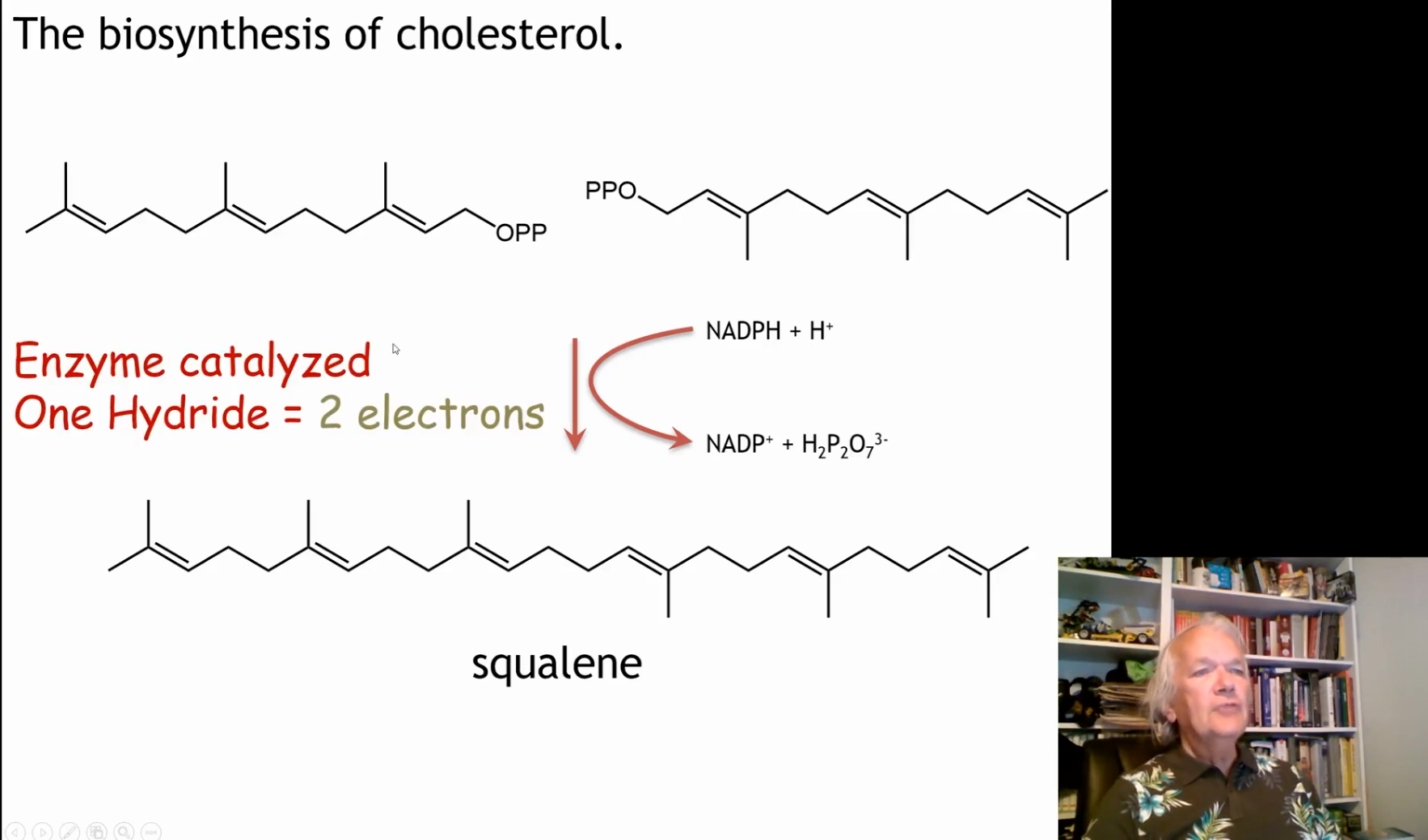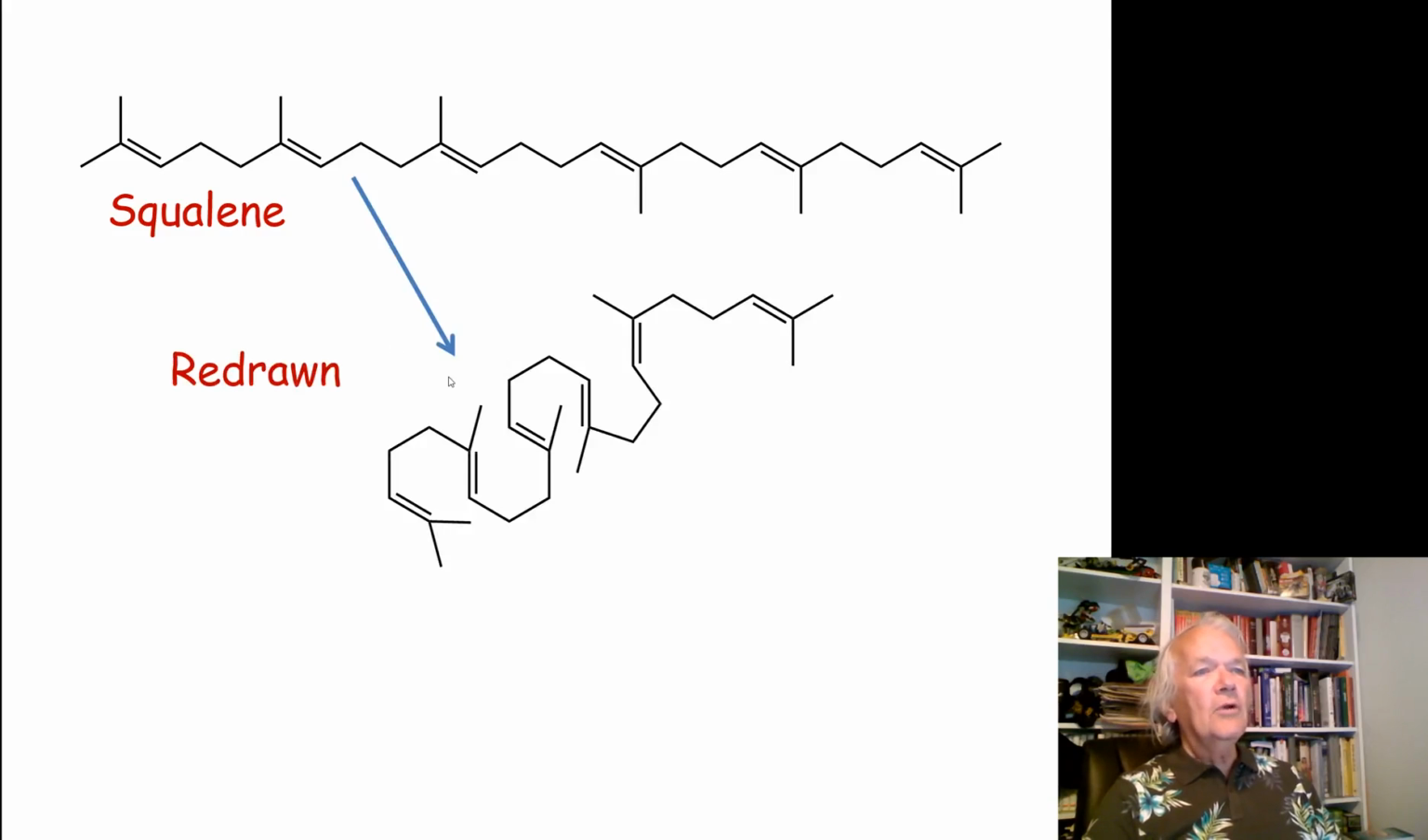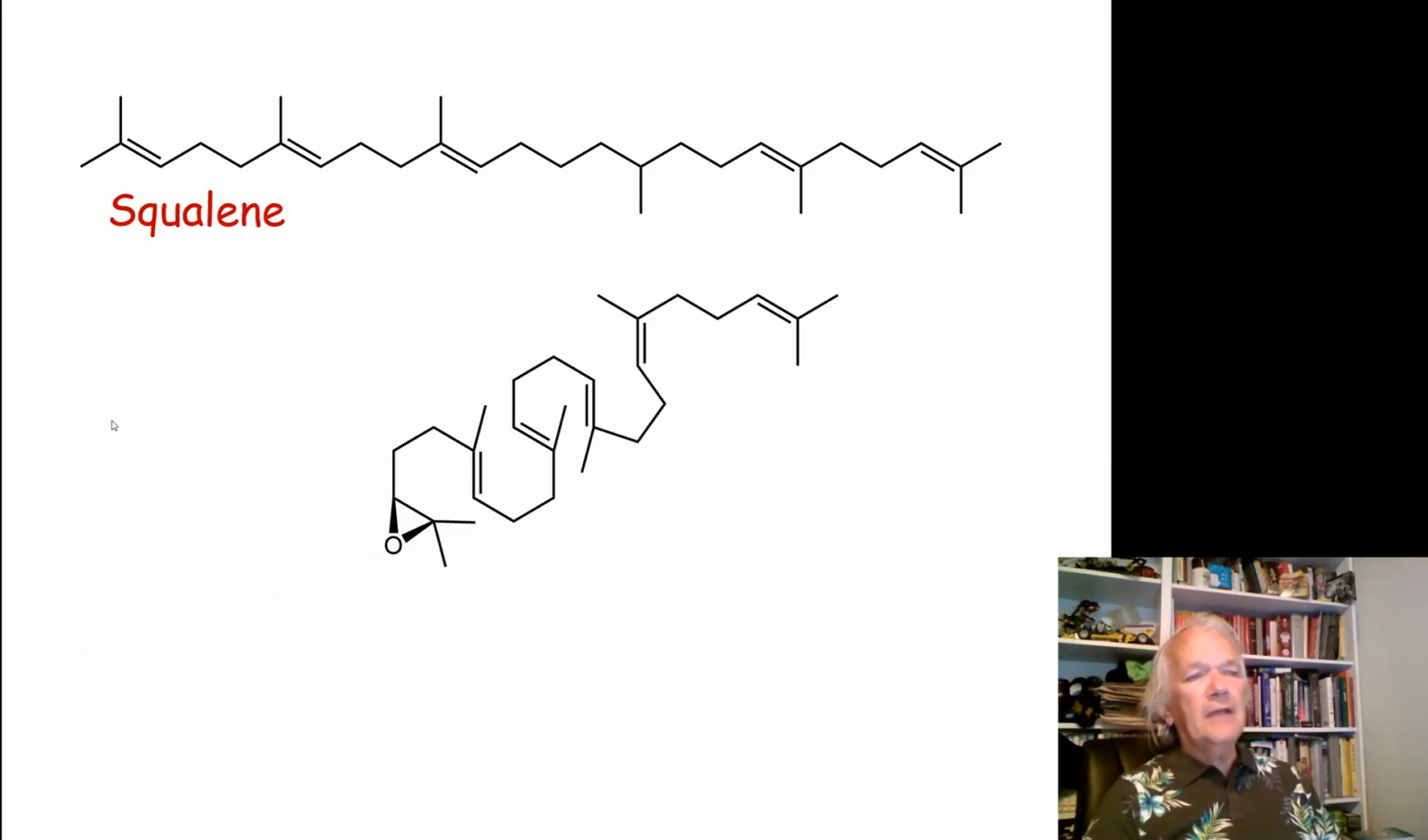Okay, so now that we got squalene, let's make cholesterol. Now this part is probably the most fun reaction of the entire course. We're going to redraw the molecule like that. Now you can see, if you didn't know where it was going, no one in their right mind would ever redraw the molecule like this. And so the first step is there's an enzyme that comes along. It's one of these iron enzymes, which is good at oxidations, and it forms an epoxide right there.